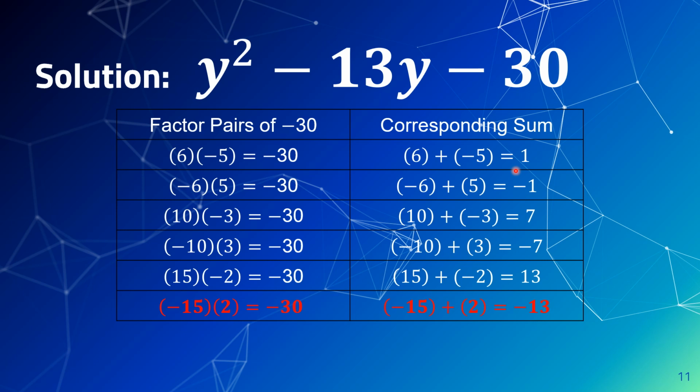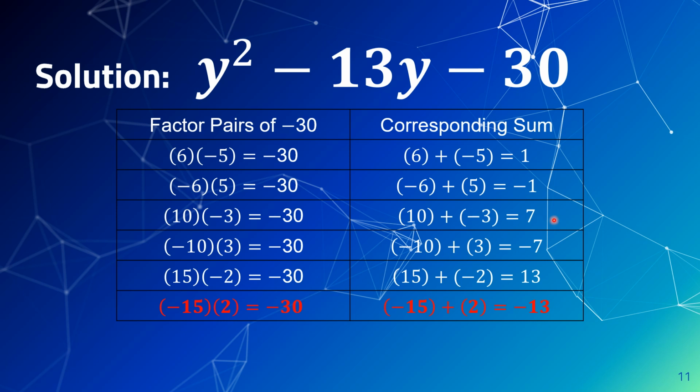And positive 1 is different from the middle term. You have negative 6 times 5, that is also negative 30. But if you add that, it is negative 1, and that is also different. So this is a wrong combination. The third pair, 10 times negative 3, is also negative 30. However, if you add that, it becomes positive 7.